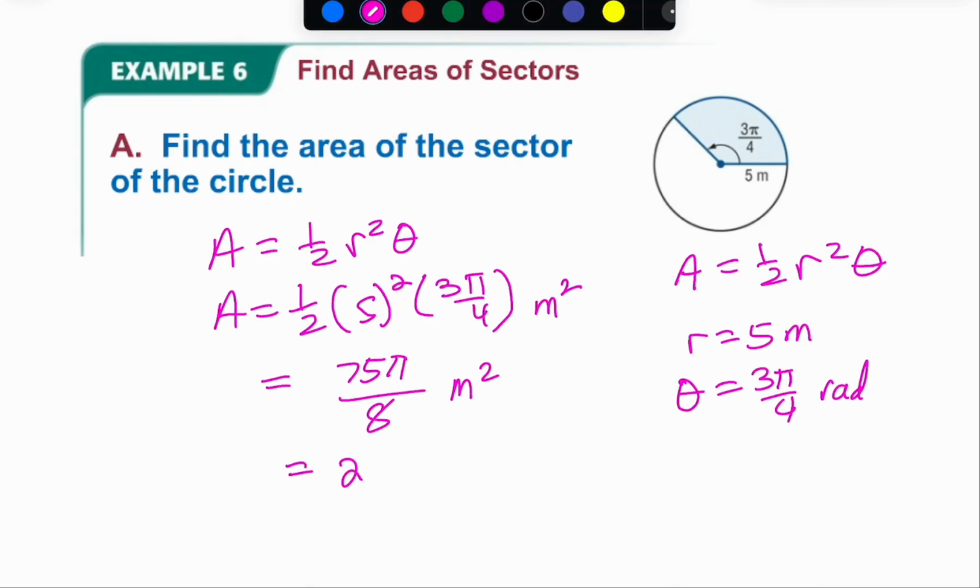29.5 square meters. Now, I like stopping here. If they say round to the nearest, put it into a calculator. Otherwise, feel free to just leave that pi sitting on your answer.